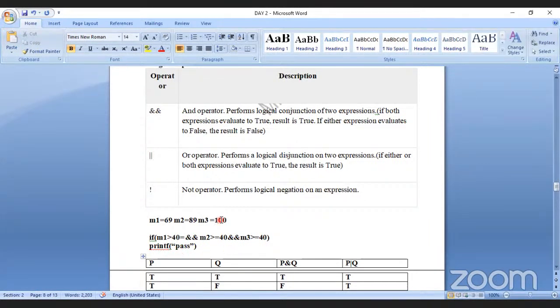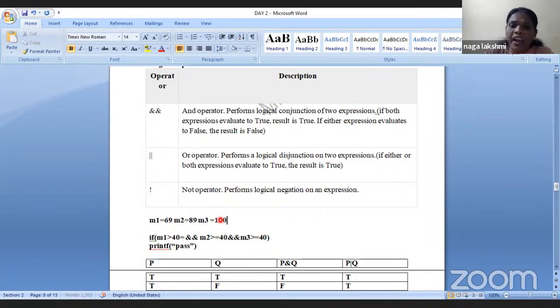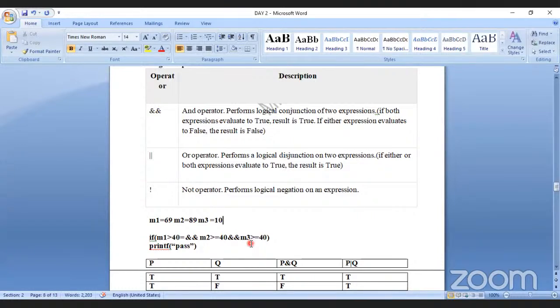Yes, ma'am. Now instead of M1, I am giving 100, and he got only 10 marks in M3. How many marks did he get? Only 10. Again, I start comparing. 69 is greater than 40, the condition has become true. And 89 is greater than 40, the condition has become true. But when M3 comes, it is holding only 10 marks. Is 10 greater than or equal to 40 satisfied here? No, ma'am. No, here the condition has become false.